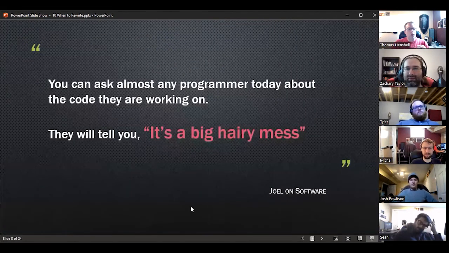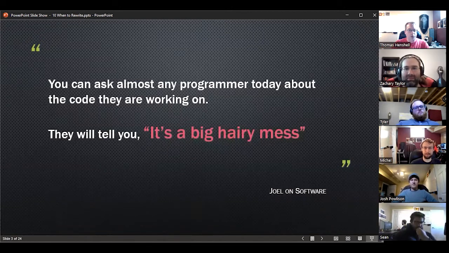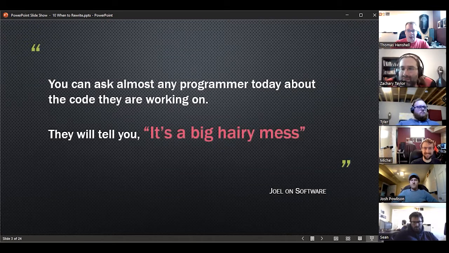Okay, so Joel says, you can ask almost any programmer today about the code they're working on, and they will tell you it's a big, hairy mess. So that's why earlier this week, when we were talking about your experiences working on Archmage, I was very clear that what you're saying is what all programmers say always, across all time, even since the 60s. This code base, it's so difficult. If only it would, and whatever. So a certain amount of that is frankly just going to be ignored, because that's just part of being a programmer.